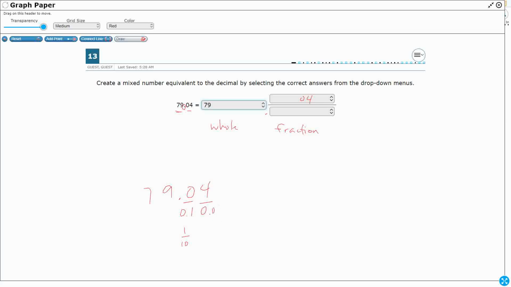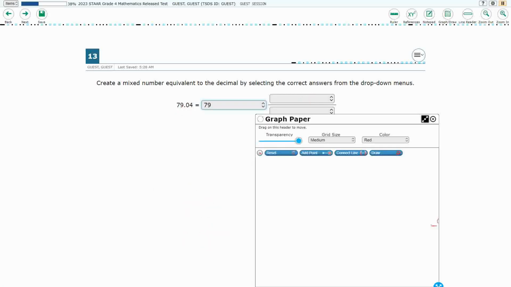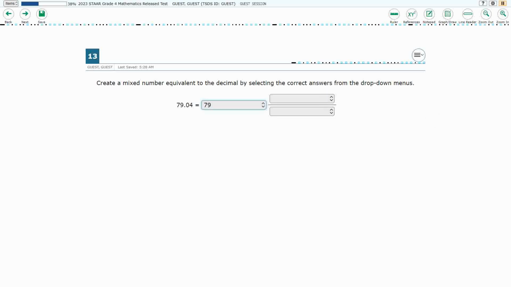This is the hundredths place, right? Because it's 2 spots over, and you can show it as 0.01 or 1 over 100. So I need that denominator of 100. So let's put our 4, and then we'll put our hundredths, and there we go. That's how we get full credit here.